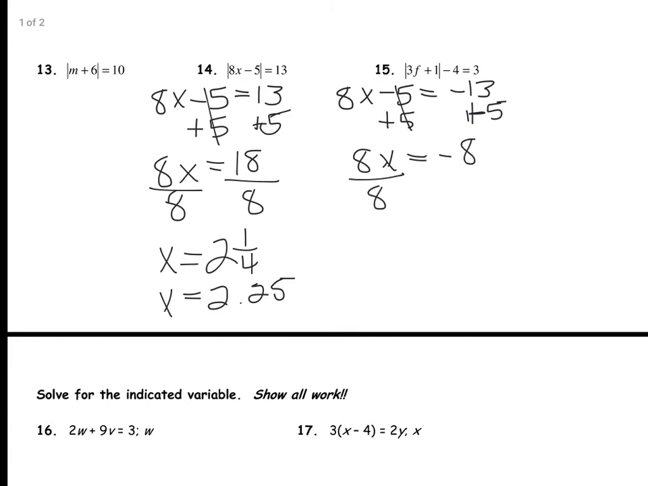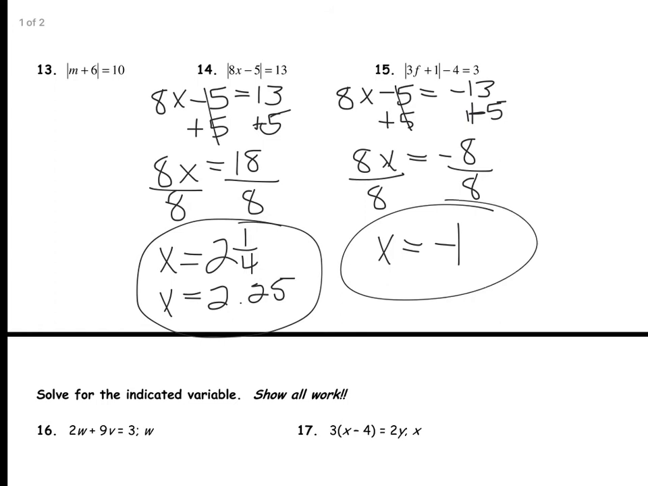Divide both sides by 8. I get x is equal to negative 1. So my two answers, here's one, and there's the other. And that's how you do the absolute value for number 14.